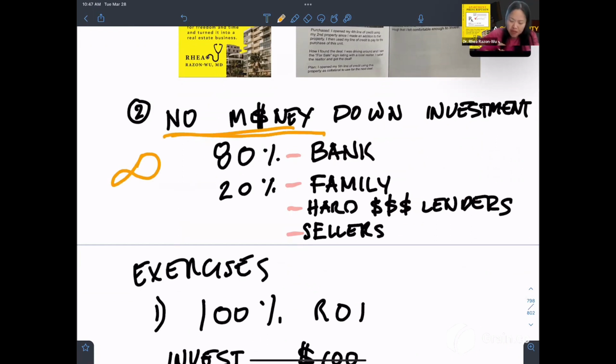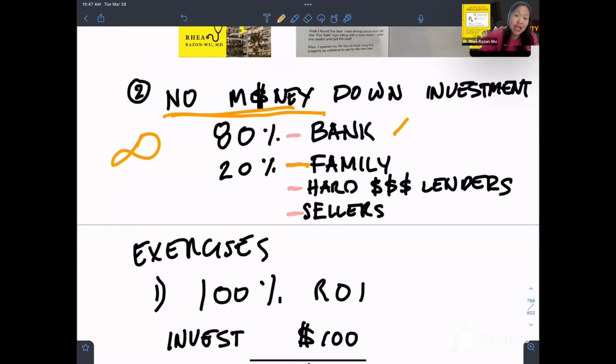So for example, you borrow money, 80% from the bank. The 20% now could be coming from your family, your rich uncles, your rich mom and dad, your rich aunts, your rich grandparents. You can borrow from them. But when you borrow, you make sure that you pay them. Why? Because then you could continue to borrow, right? You have to pay them at some point in time.